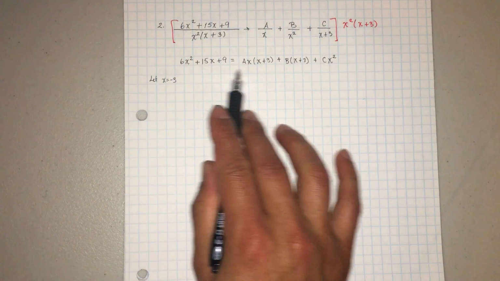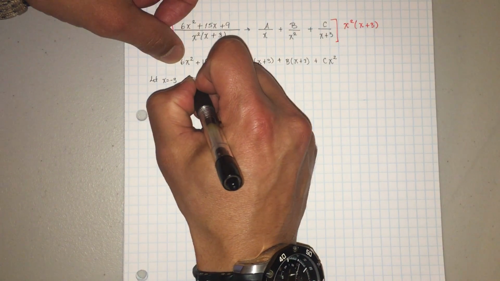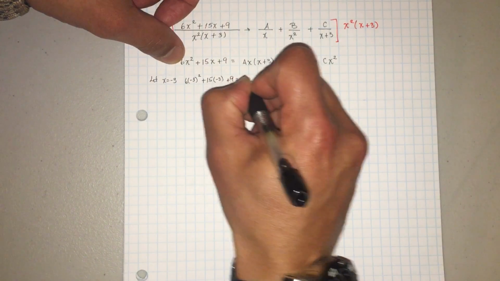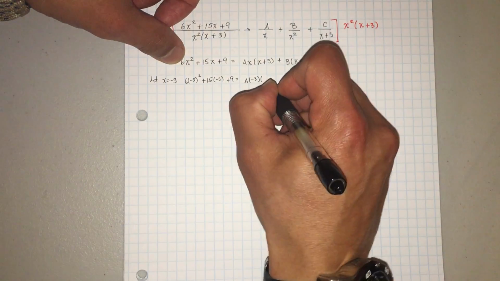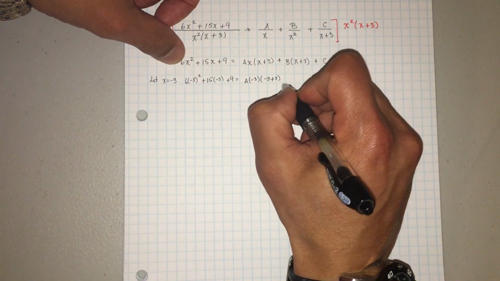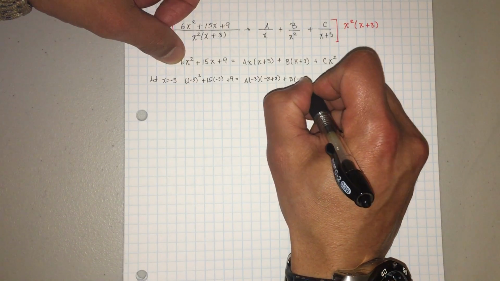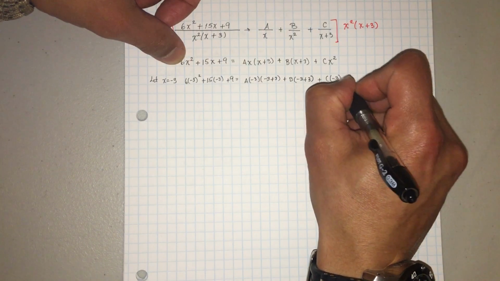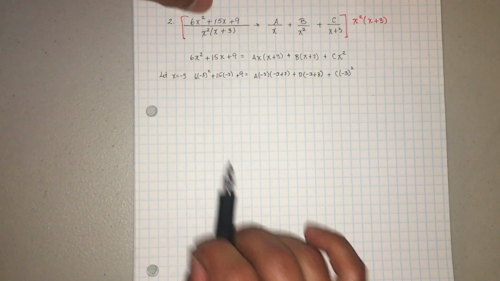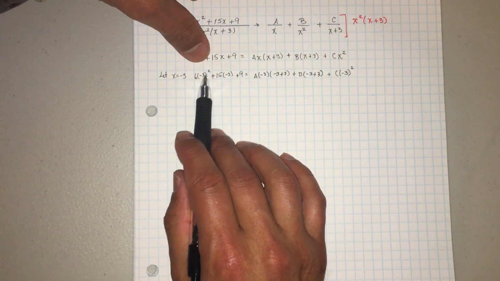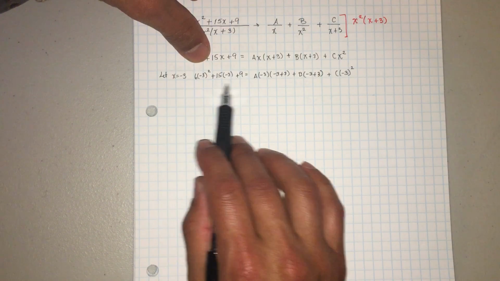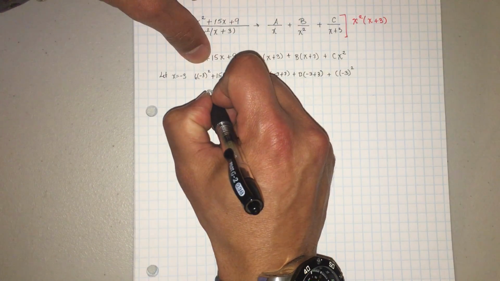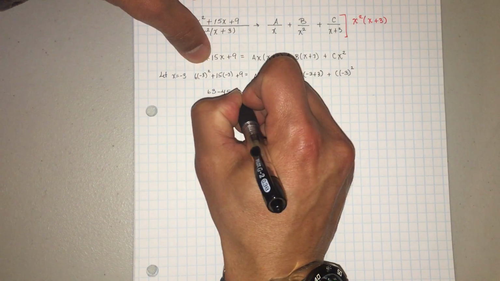So I'm going to plug in -3 into everything. We're going to have 6 times -3 squared plus 15 times -3 plus 9 equals A times -3 times -3 plus 3, plus B times -3 plus 3, and then plus C times -3 squared. All right, so now let's do some mental math. -3 squared is 9, times 6 is 54. 54 plus 9 is 63. 63 minus 45. Let's just do that for right now.